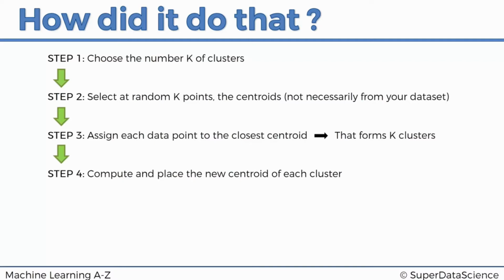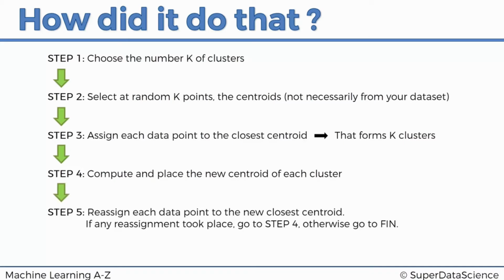All right, step 4, where you proceed to after step 3, is to compute and place the new centroid of each cluster. We'll see how that's done just now. So once you've found your clusters, you recalculate the centroids. Again, it's going to be much easier to understand this when we look at an example. Then in step 5, you reassign each data point to the new closest centroid. So basically you perform step 3 again, but we'll just call it step 5 here.